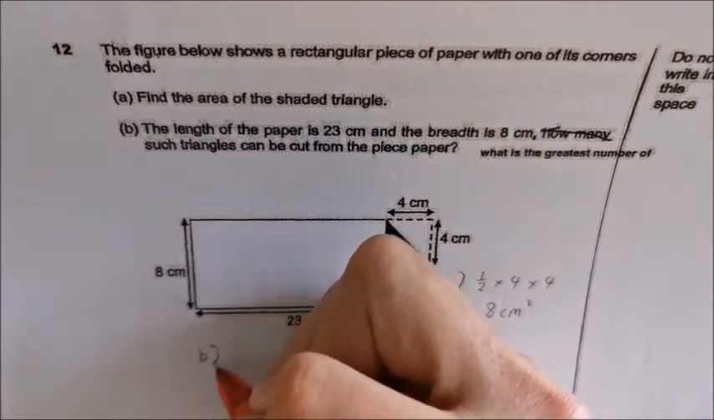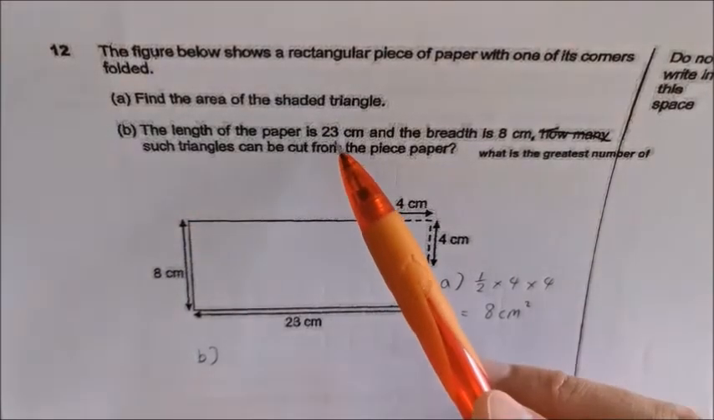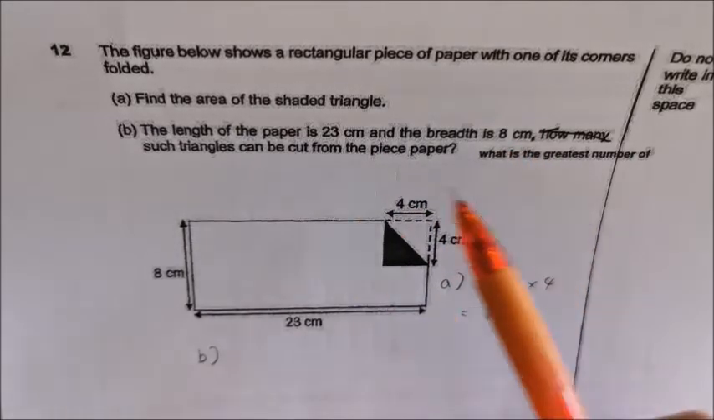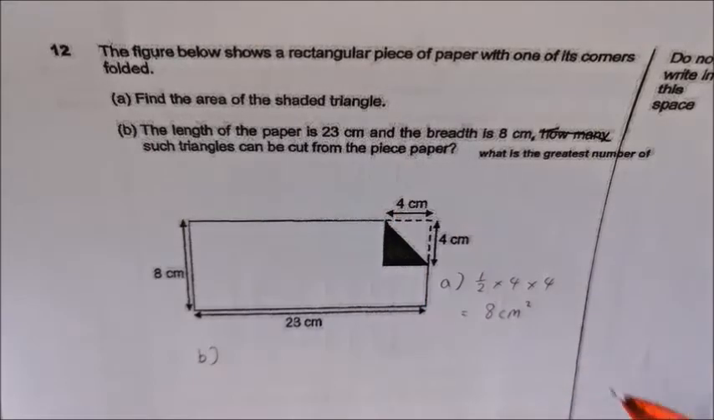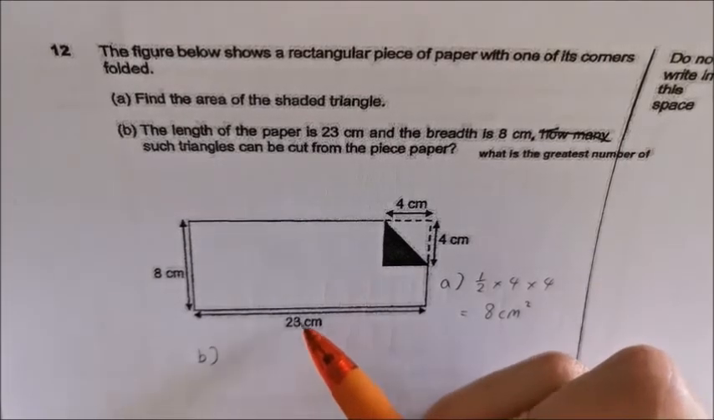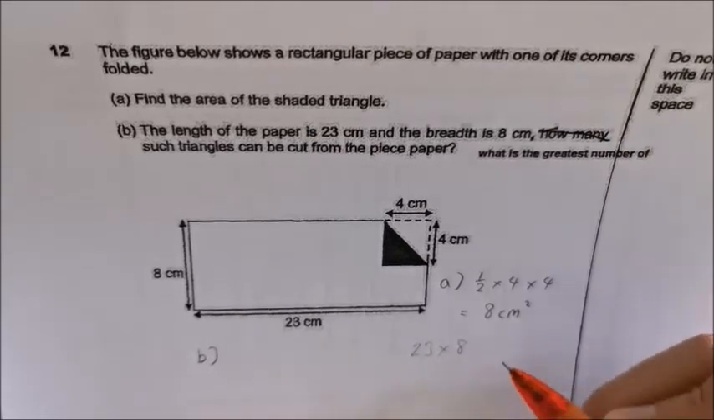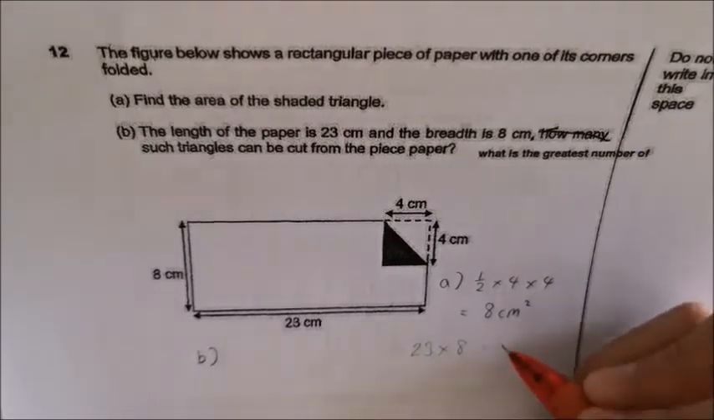Okay, let me tell you what most people will do. The length of the paper is 23 cm and the breadth is 8 cm. So what is the greatest number of such triangles that can be cut out from this piece of paper? What most people will do is take 23 times 8, which is 184.